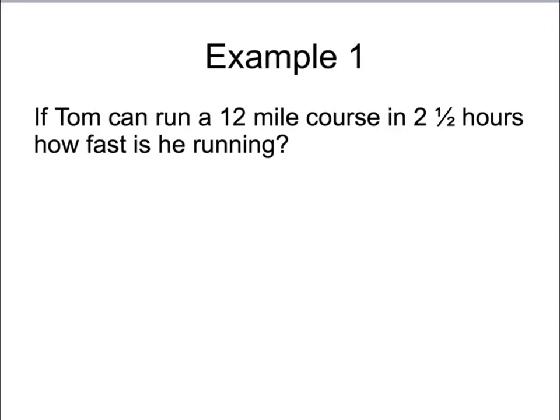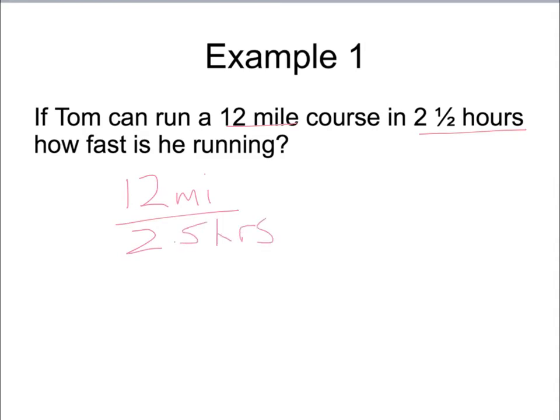So let's look at our first example of a rate. We have the problem here. It says, if Tom can run a 12-mile course in 2.5 hours, how fast was he running? And I guess you have to realize we're talking about a speed here, and we usually do distance over time for that. And so the rate for this would be 12 miles over 2.5 hours, and I'm just writing that as a decimal.